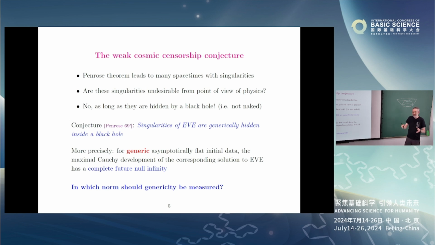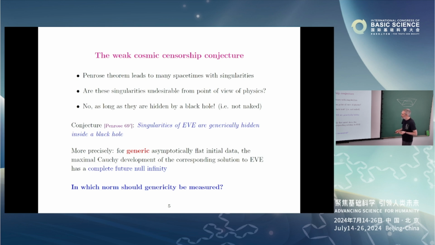You want to say that if there is a naked singularity, it can always be perturbed a little bit to show a new spacetime for which the singularity now is not naked anymore; it's hidden by a black hole. And that really raises the question, given that you are in infinite dimension and norms, as we know, are not equivalent, on how to measure genericity.